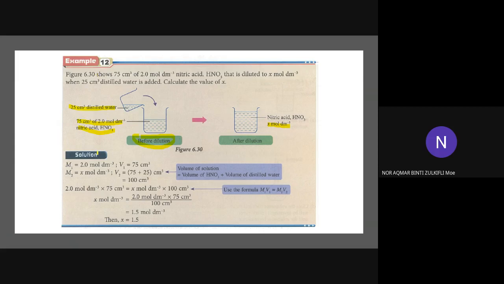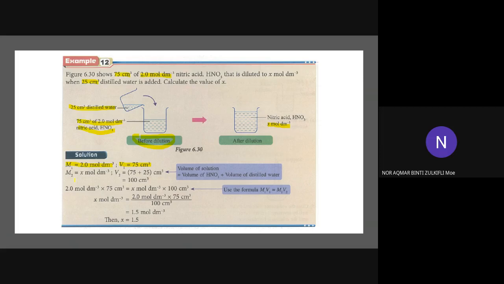Since we have two volumes here, distilled water is added, which means we need to total up the volume. You must write down step by step. You cannot skip steps so that you don't make a silly mistake. For example, here, M1 is 2.0 and V1 is 75 cm³. Yes, this is from the question.